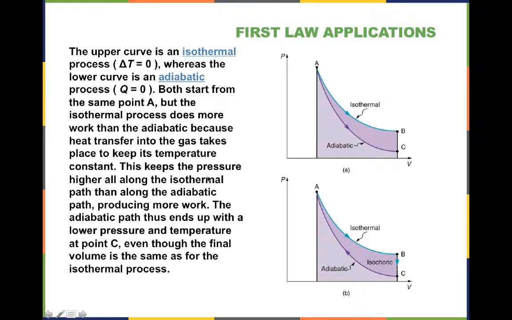So with that heat transfer comes a higher pressure along the isothermal path than the adiabatic path, and because it's a higher pressure, you have a greater amount of work. The adiabatic path ends up with a lower pressure and temperature at point C, even though the final volume is the same as it is for the isothermal process. So the cycle A, B, C, A produces a net work output. Obviously, if you go in the opposite direction, you have to do a net work input.